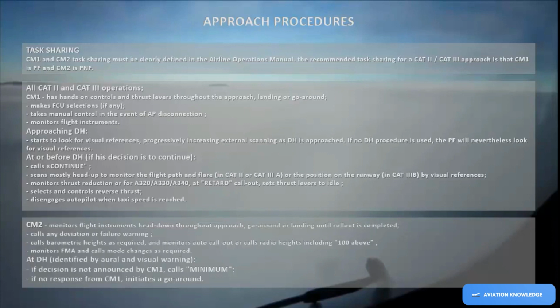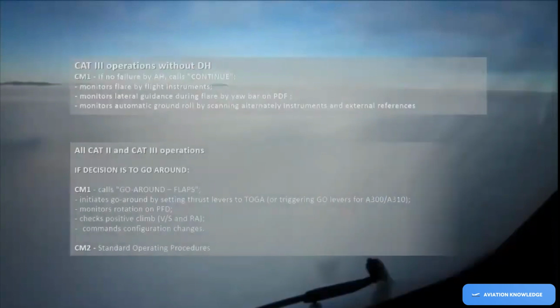At decision height, identified by oral and visual warning, if decision is not announced by CM1, CM2 calls "minimum". If no response from CM1, CM2 initiates a go-around. Cat 3 operations without decision height: CM1, if no failure by alert height, calls "continue", monitors flare by flight instruments, monitors lateral guidance during flare by yaw bar on PFD, monitors automatic ground roll by scanning alternately instruments and external references. All Cat 2 and Cat 3 operations, if decision is to go around.